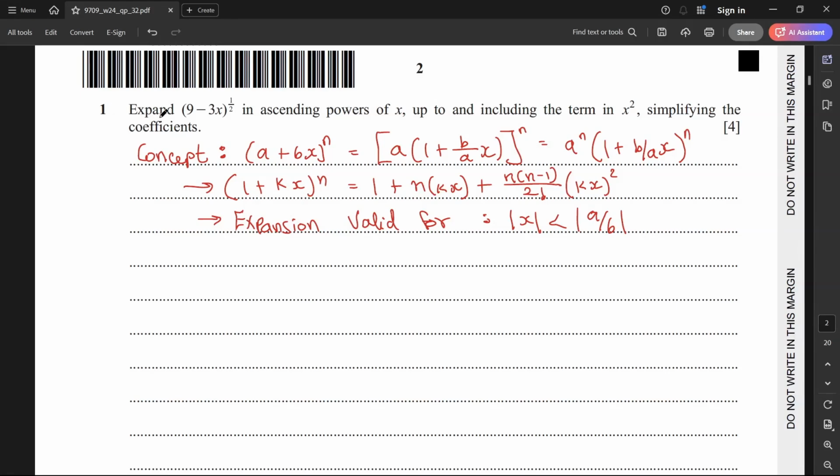So for your first question, it is given that we have to expand this 9 minus 3x, which is having a power of half, in ascending power of x up to and including the term in x square. So that means that I want to have a constant value, then a term in x, and then the term in x square. We also need to simplify all the coefficients that we get during this expansion.